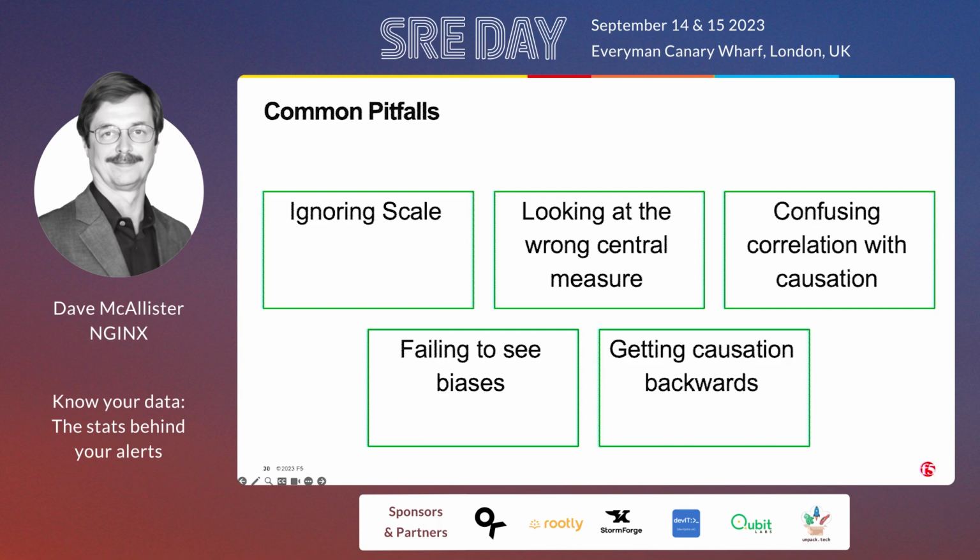Looking at the wrong central measure. We talked a little bit about this. Looking at means when you should be looking at medians. Looking at medians when you should be looking at means. We'll get to the next one, confusing correlation with causation. I'll talk about that in a minute. Failing to see biases. And this shows up in sampling a lot. You tend to choose the things that you know could go wrong, but that means you're missing all the things that you don't know could go wrong. So we have biases in that data set here. And then getting causation backwards is my fifth one on this one. And it's an interesting structure.